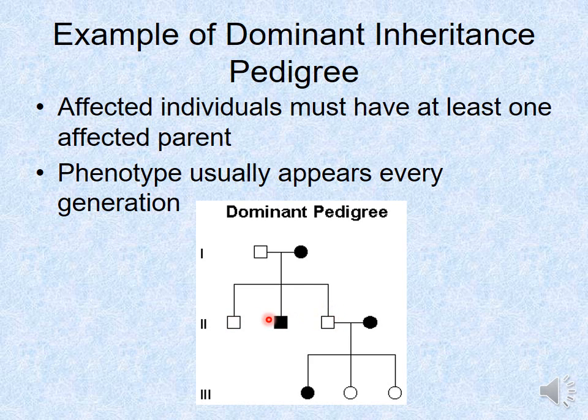What do we know about her? We know that she cannot be homozygous dominant, because if she was, all of her children would be affected. We know that she has to be heterozygous. And so that is why we have children that are being born that are not affected. But the dominant pedigree is showing that in every generation, the trait is being seen.